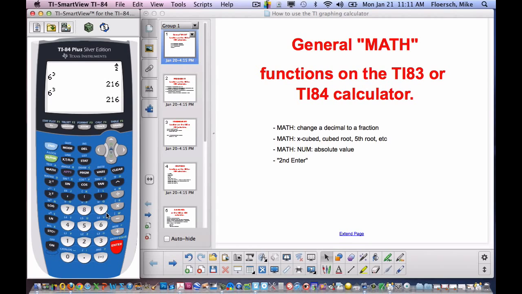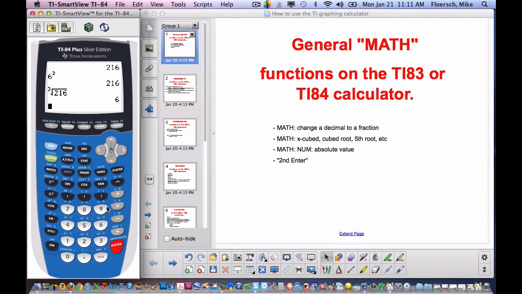It gives me my answer. Let's say I want to do the cube root of 216. Well, then I would hit the math key, hit number 4, and it'll come up cube root of, and then you'd type 216 and hit enter, and the answer is 6.